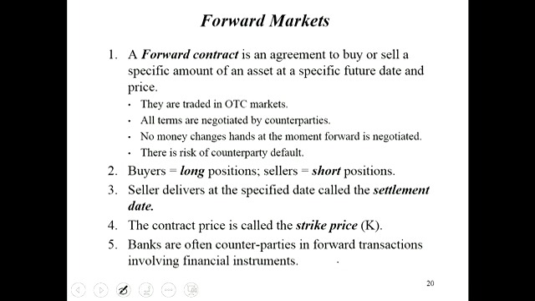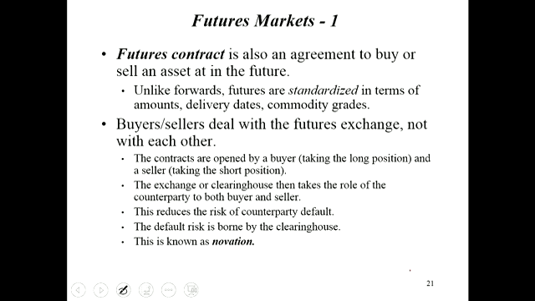So let's see. A couple of terms in here. Seller delivers at a specified date, and it's called the settlement date. Pretty self-explanatory. But the contract price, in terms of the one we had here, is called the strike price. And in the case that we had there, the strike price was $1.4359. In that example we just looked at, that's the strike price, and that's the price that makes this thing worth zero when it starts. So the banks are big traders in the over-the-counter markets, because they're dealers. Key point there for the futures is that they're standardized.